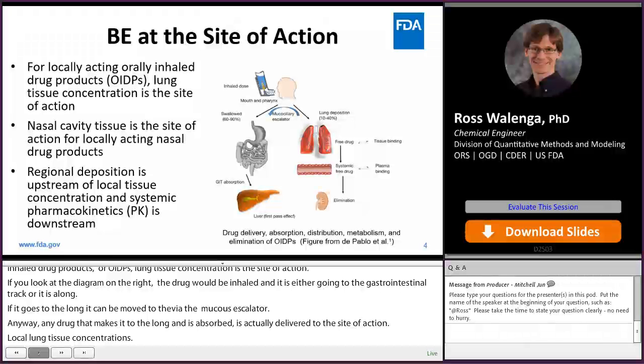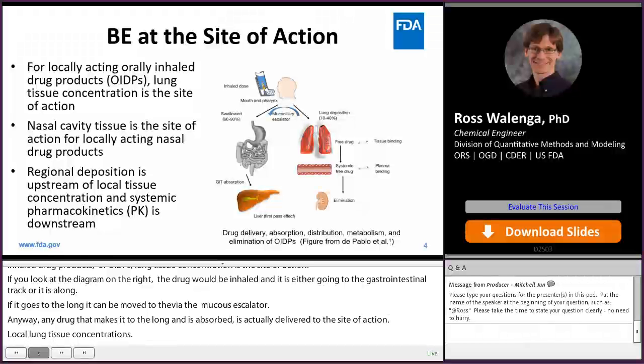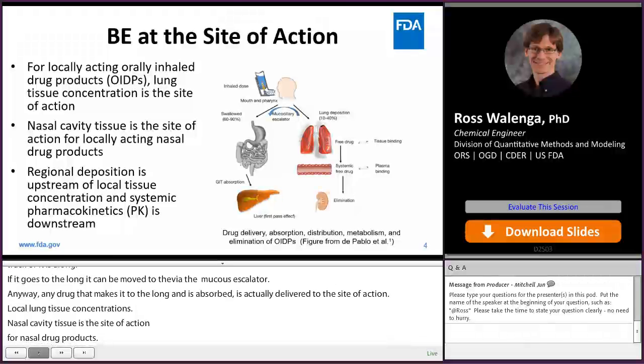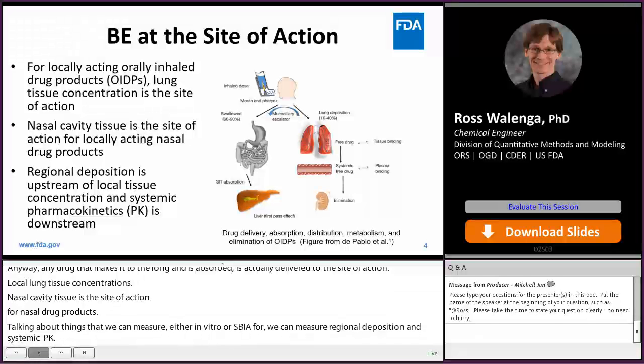So talking about things that we can measure either in vitro or in vivo, we can measure regional deposition and we can measure systemic pharmacokinetics, or PK. However, regional deposition is upstream of local tissue concentration and systemic pharmacokinetics is downstream. So it can be quite difficult to actually measure the rate and extent of drug delivery to the site of action for these products.